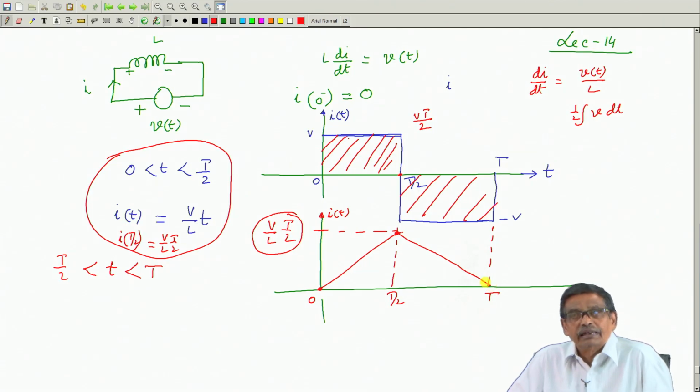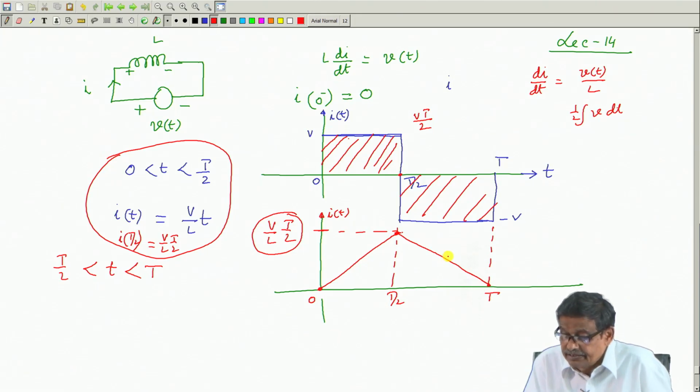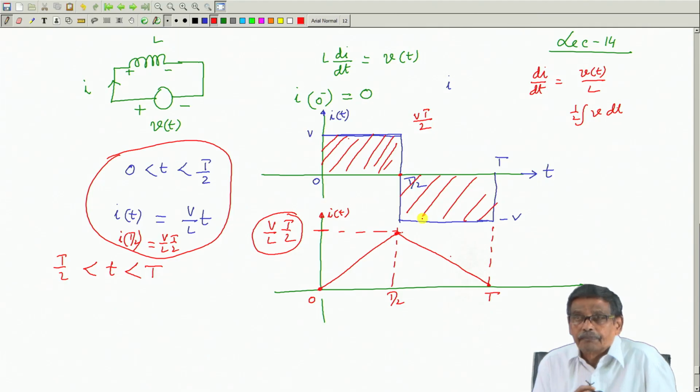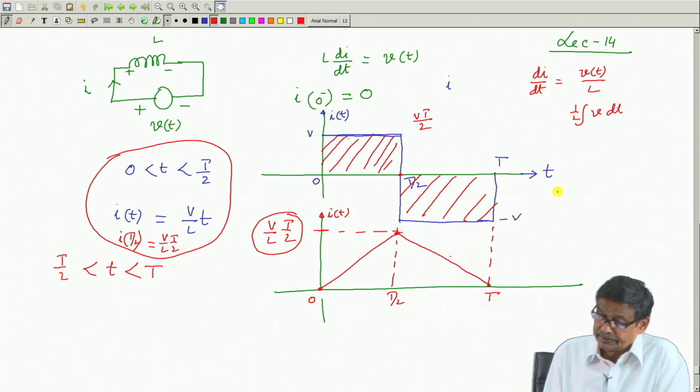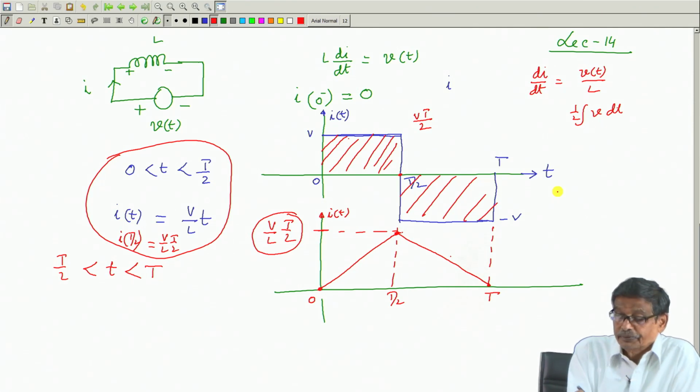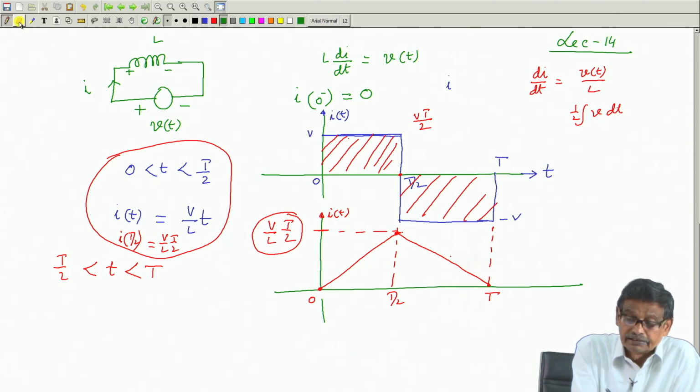So, if you apply a positive volt second across an inductor, current will go on rising, and if you apply negative voltage, current will start decreasing. dI/dt is negative here, dI/dt is positive. For example, just to complete this discussion, look here, I will delete this portion.